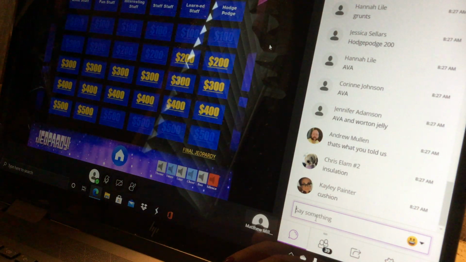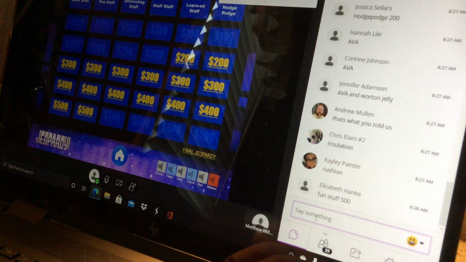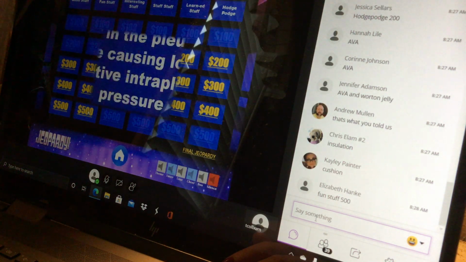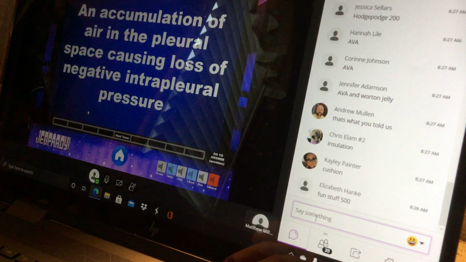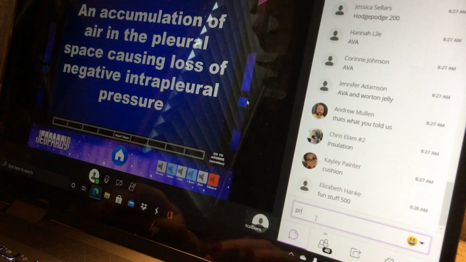All right. Next question. Fun stuff for 500. An accumulation of air in the pleural space causing loss of negative intrapleural pressure. What is that?